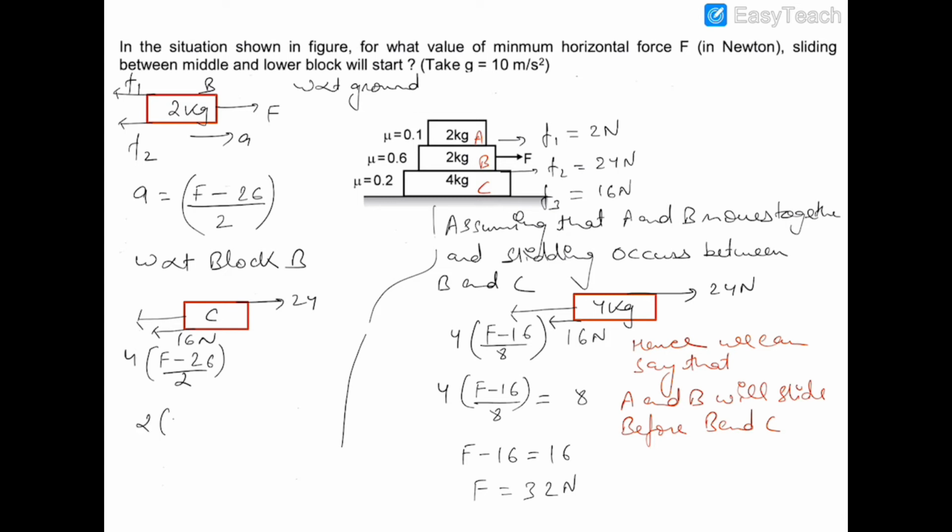So 2F minus 26 will be equal to 24 minus 16, which is 8, and F minus 26 is equal to 4, and F is equal to 30 Newton. So a minimum of 30 Newton force is required to initiate the sliding between B and C, and at that time all three blocks will be sliding on each other, and the third block will be sliding on the ground also. So this is the basic concept of these three block problems.